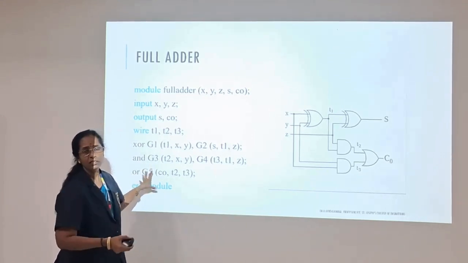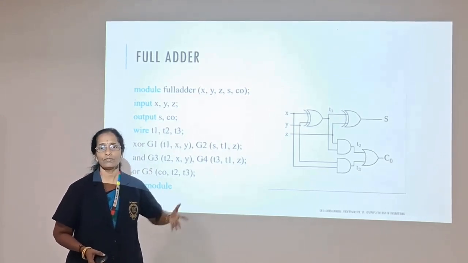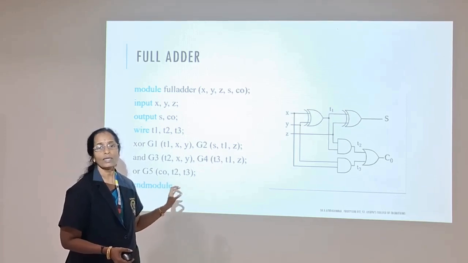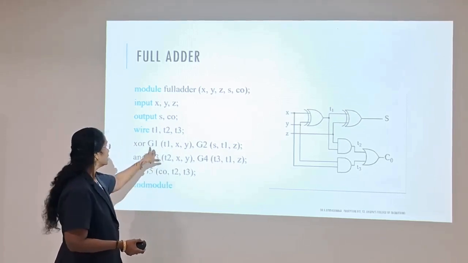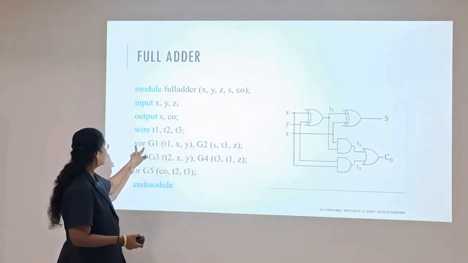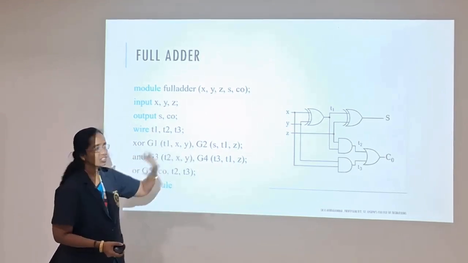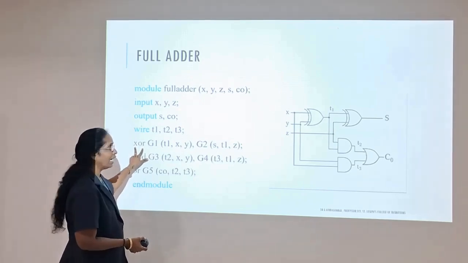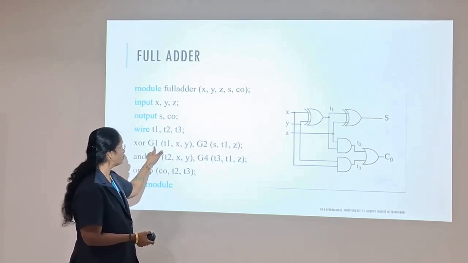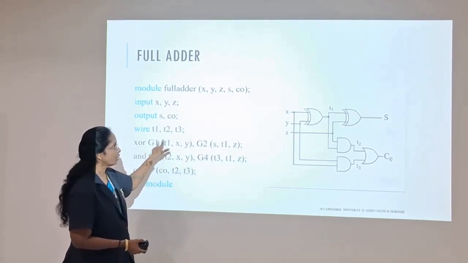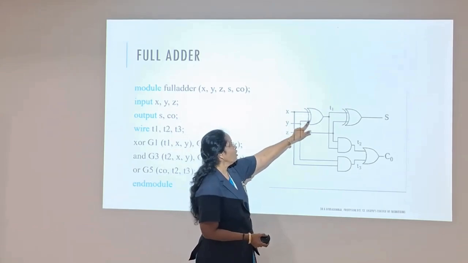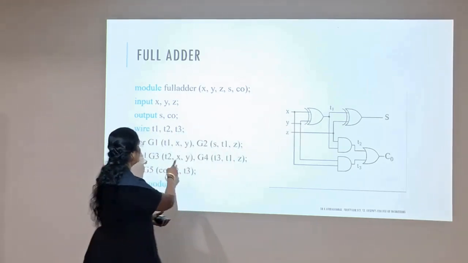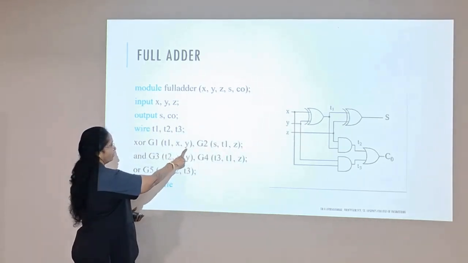As I told, this Verilog code can be written using 3 types of modeling. This code has been written using structural or gate level modeling. That means the description explicitly represents the names of the gates. How many XOR gates are used? 2 XOR gates, which I name G1 and G2. For the first one, G1, X and Y are the inputs and the output is T1.